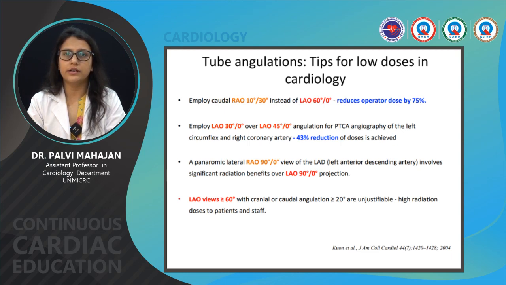Employ LAO 30 0 degree over LAO 45 0 degree. This is the angulation when we have to see the left circumflex and RCA. Almost 43% reduction in the dosage is seen. A panoramic lateral RAO 90 degree 0 degree view of LAD involves significant radiation benefits over LAO 90 degree 0 degree projection. LAO views more than 60 degrees with cranial and caudal angulation more than 20 degrees are unjustifiable. They give high radiation dose to the patient as well as to the staff.